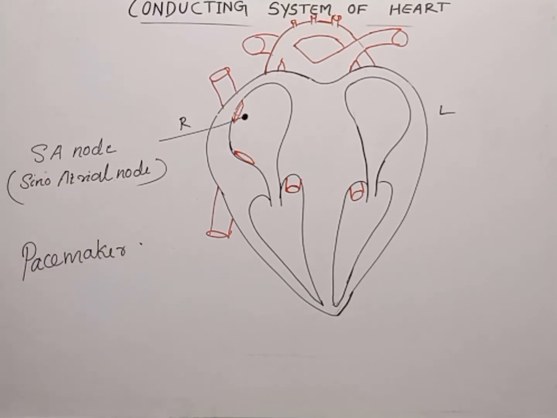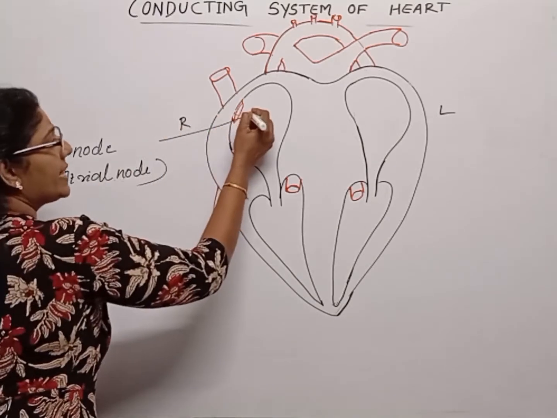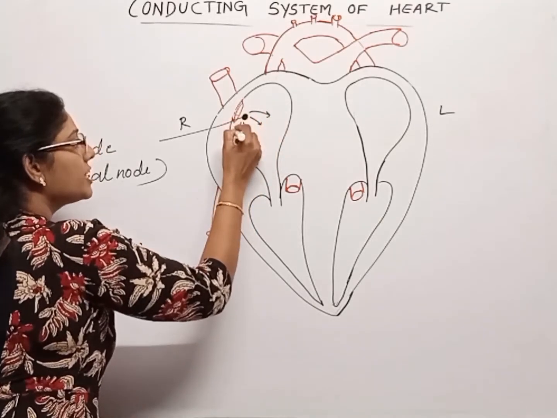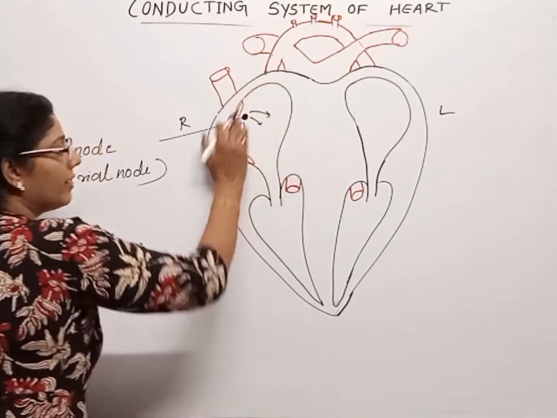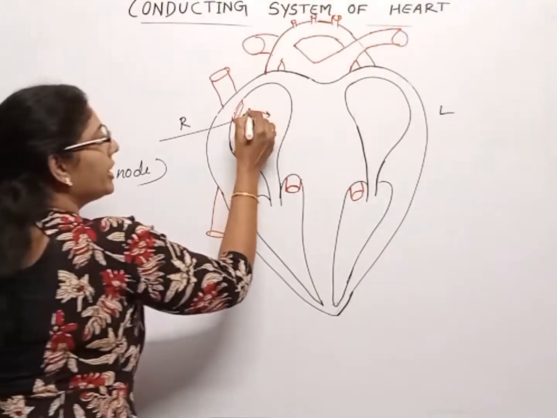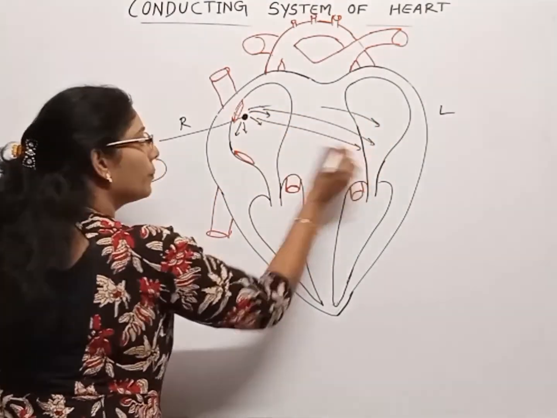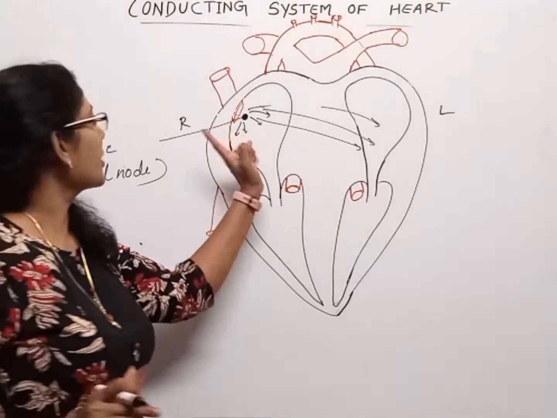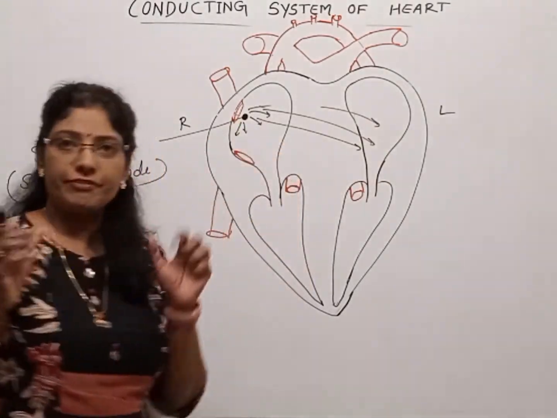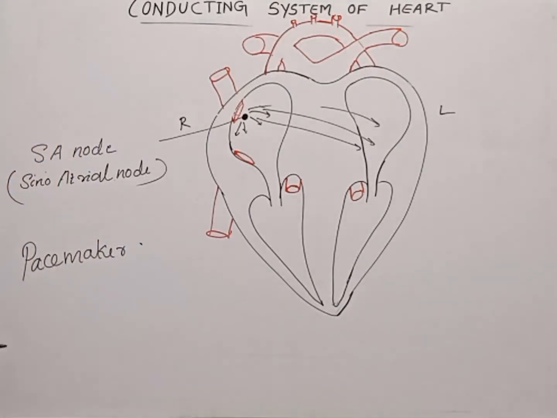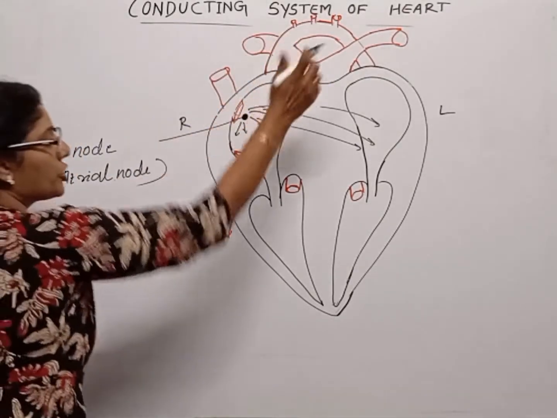Now this SA node will produce the impulses like this, and it will spread over the entire atrium, and then spread into the left atrium also, and cause the contraction of both the right and the left atria. Now another conducting tissue is there.